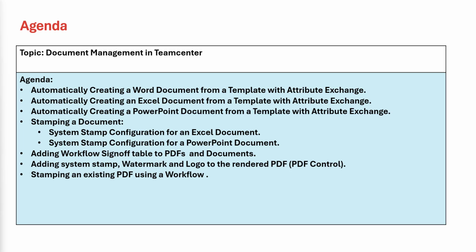Today we'll see how we can create Word, Excel, or PowerPoint documents from templates with attribute exchange. We'll see how we can apply system stamps on documents. We'll also see how we can add workflow sign-off tables to PDFs and documents. Lastly, we'll finish up by stamping and applying watermarks and logos to PDFs. Let us begin.